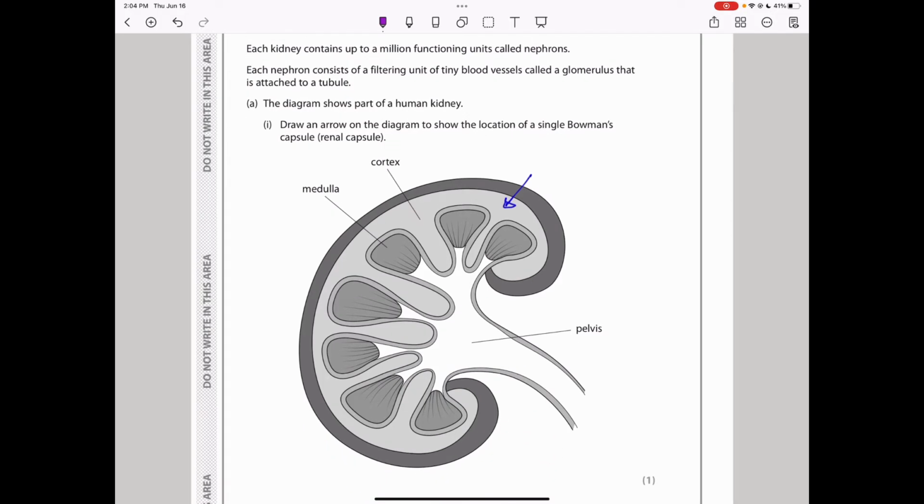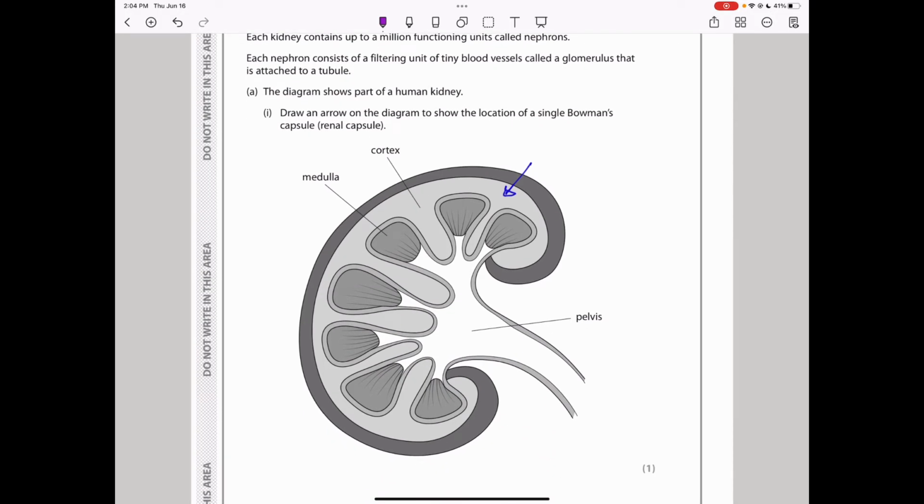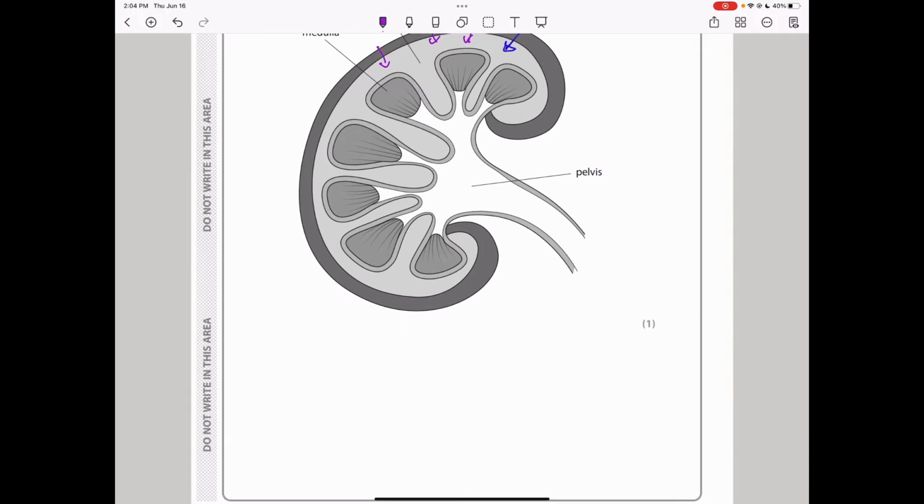So, of course, the renal capsule is going to be located... You can see they've given us the cortex, so there is a cortex and there is a medulla. The Bowman's capsule is going to be located in the cortex and not in the medulla or anywhere else. So, around this area, wherever you would have drawn your arrow, provided it was within the cortex, it would be correct.